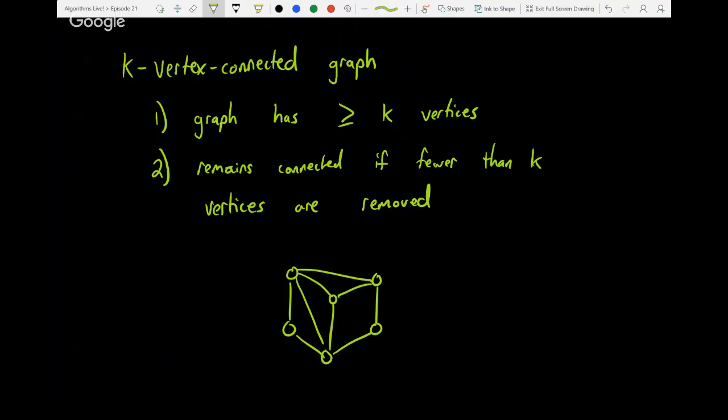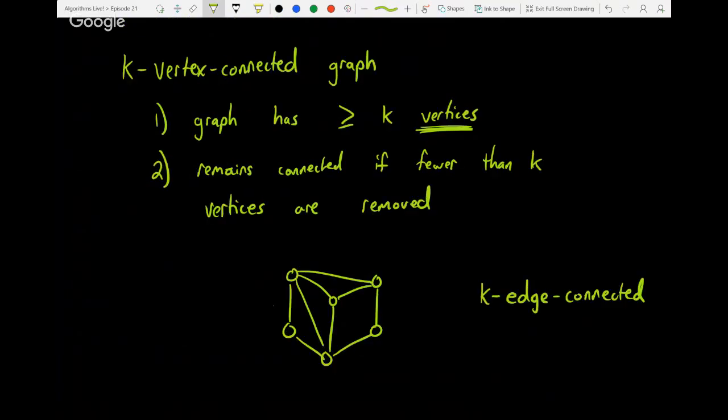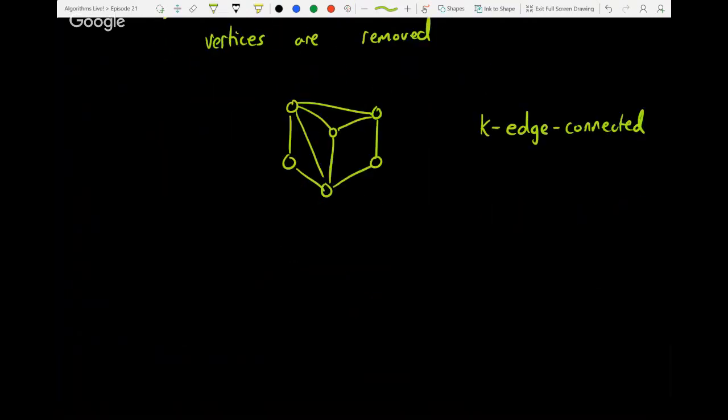I also want to point out there's something called k edge connected. So a k edge connected graph, it's the exact same definition, except this becomes edge and this becomes edge. So you have to have at least k edges, and if fewer than k edges are removed, then the graph still remains connected. So we care less in this video about what it means to be a k-connected graph or k-edge connected graph. We're actually a little bit more concerned about this thing called two vertex connected components.